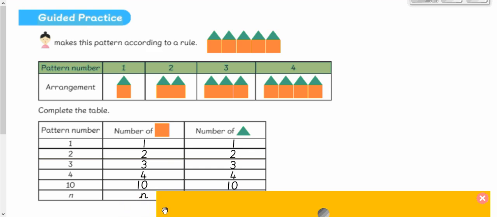N number of squares. What would it be for triangles? Have a look at the other examples. 10 for 10, 4 for 4. So there is n number of squares and n number of triangles. All that means is we can put n as any number. So if I put it as 7, pattern number 7, there'd be 7 squares, there'd be 7 triangles.